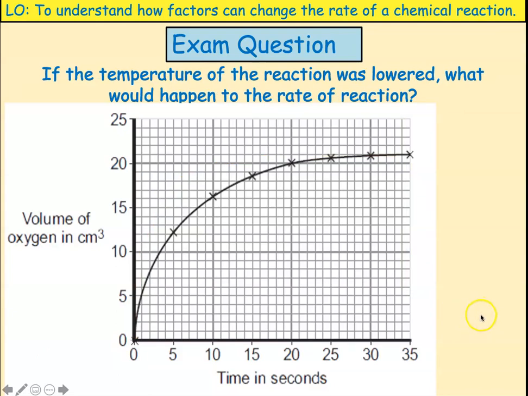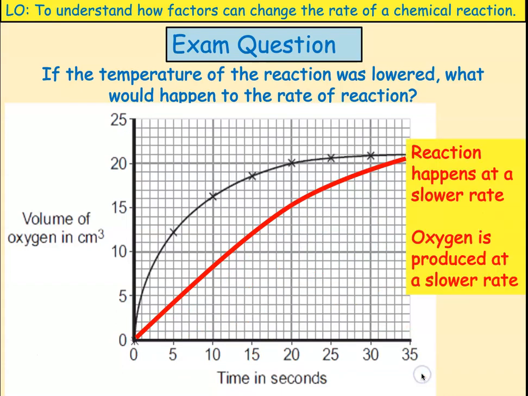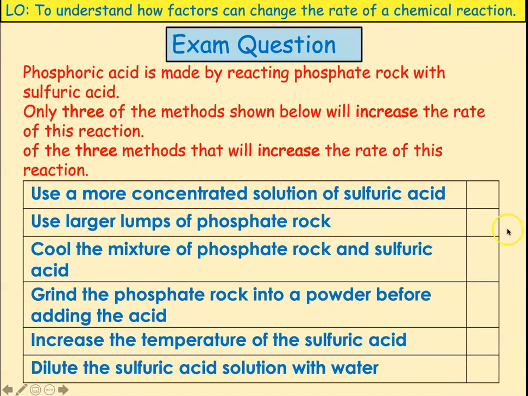Okay, if the temperature of the reaction was lowered, what would you expect to happen to the rate of reaction? So would you expect the line to be above or below it if it's at a lower temperature? Right, yes, it would be below it because it would be happening slower. So at a slower rate, oxygen will be produced at a slower rate.